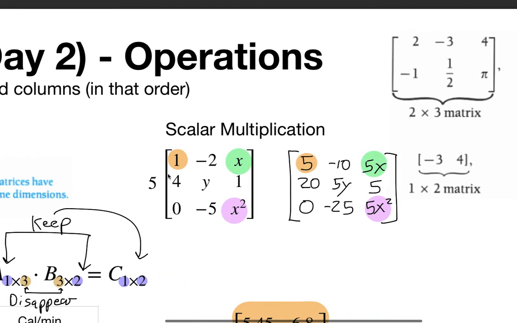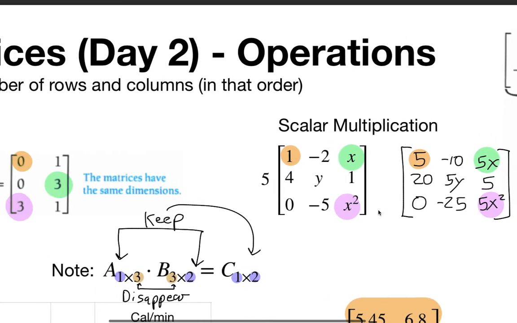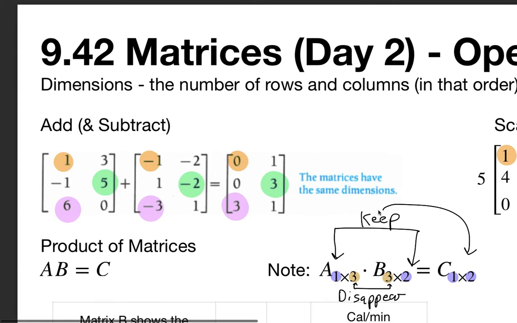Scalar multiplication is basically a regular number times a matrix, and so that's one kind of multiplication. You can see the 5 kind of distributes to all the different elements in the matrix. 5 times 1 is 5, 5 times x is 5x, 5 times x squared is 5x squared. And you just put them in the same location. Fine, scalar multiplication.